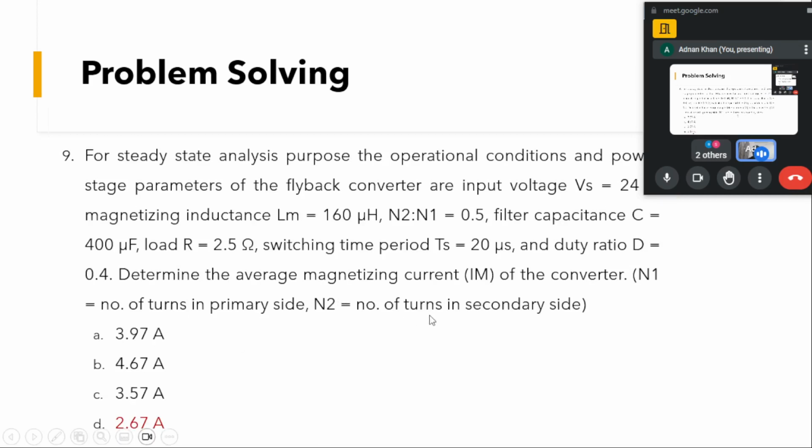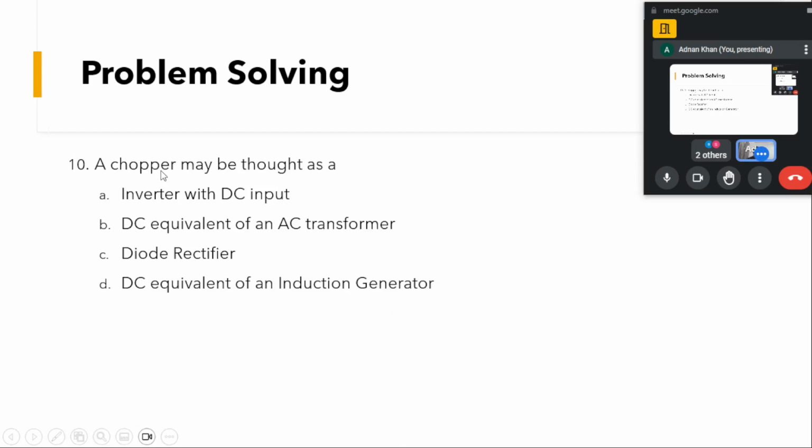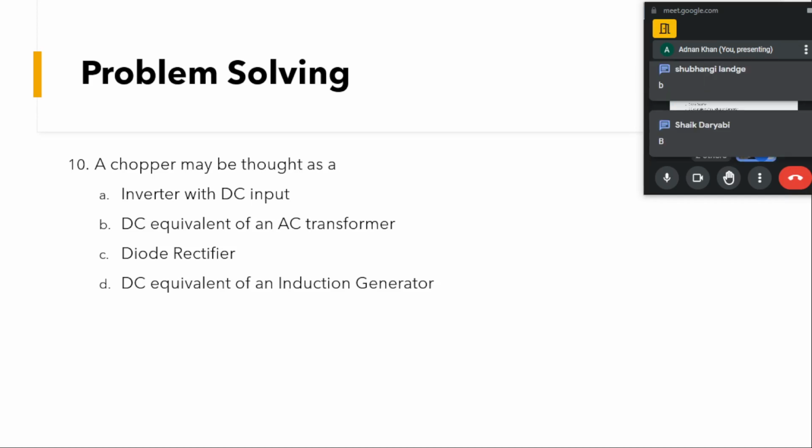Now coming to the last question. A chopper may be thought of as an inverter with a DC input, a DC equivalent of an AC transformer, a diode rectifier, or a DC equivalent of an induction generator. I think you should be able to answer this question. Can anyone guess what the answer to this question is? Anyone?